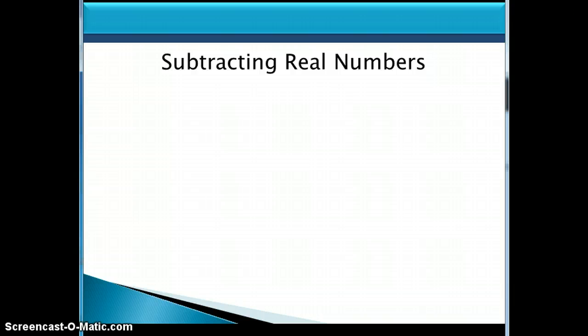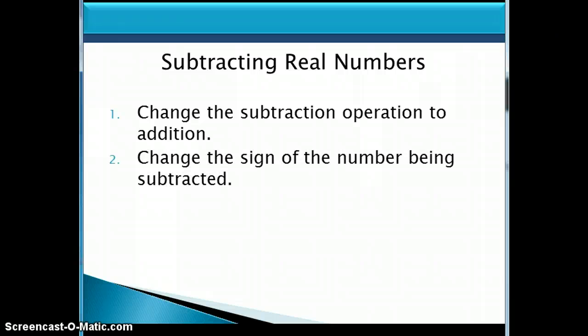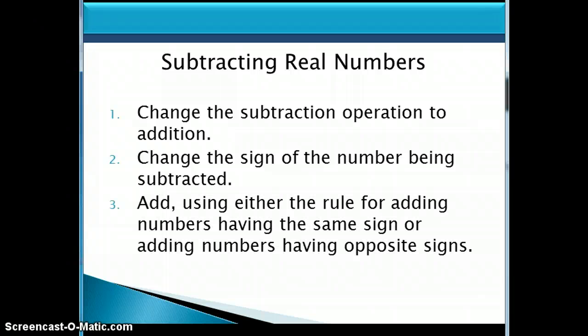So subtracting real numbers boils down to these steps. The first thing you want to do is change the subtraction operation to addition. Then change the sign of the number being subtracted. And lastly, add using either the rule for adding numbers having the same sign or adding numbers having opposite signs.